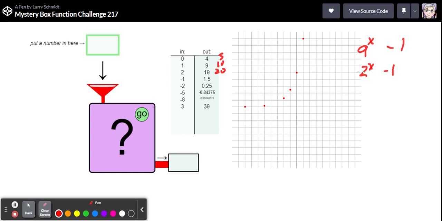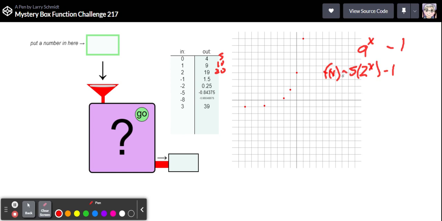5 times 1, this whole thing would be 1, minus 1 would give us that 4. And that's what we get here, is that 5. So 5 times, let's do it this way, 2 to the x minus 1. So I think that's our function. We could try this out. Let's try it with a negative 1.